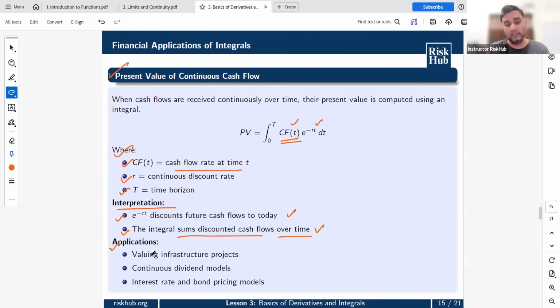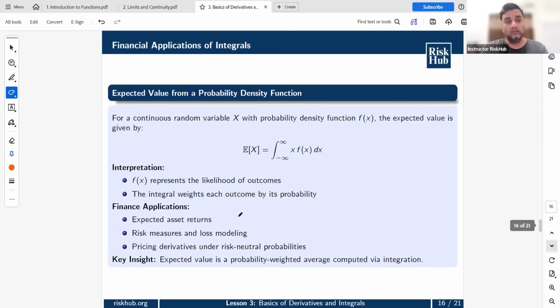And then we look at the applications: valuing infrastructure projects, continuous dividend models, interest rate and bond pricing models. Real finance applications, even in energy project valuation, dividend discount models, bond pricing, interest rate models, we all use this. Very common. Okay. Then we go to the expected value from a probability density function.